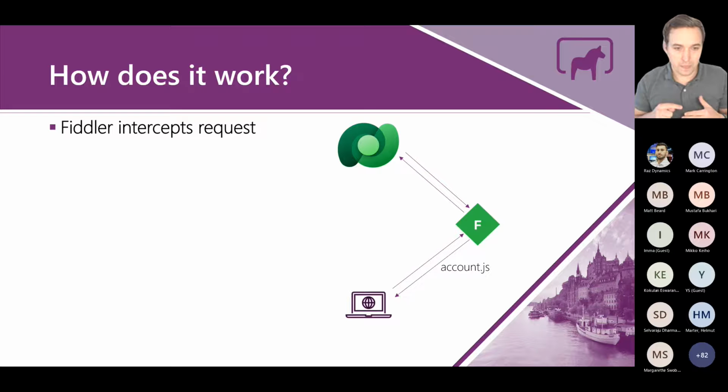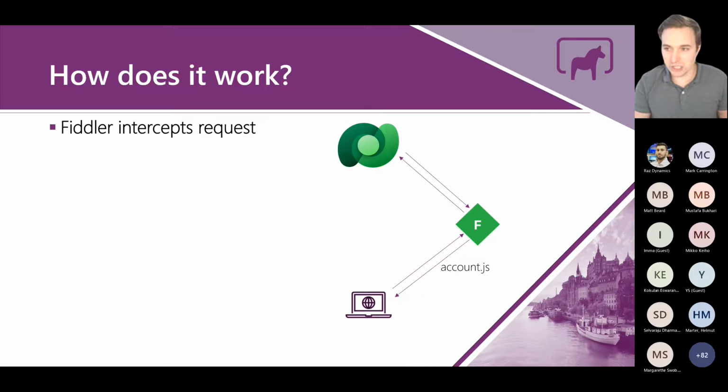So your browser sends this request to Dataverse. It goes through Fiddler, and Fiddler redirects it to Dataverse and gets back the responses. So far it hasn't done anything. The account.js still comes from your Dataverse.